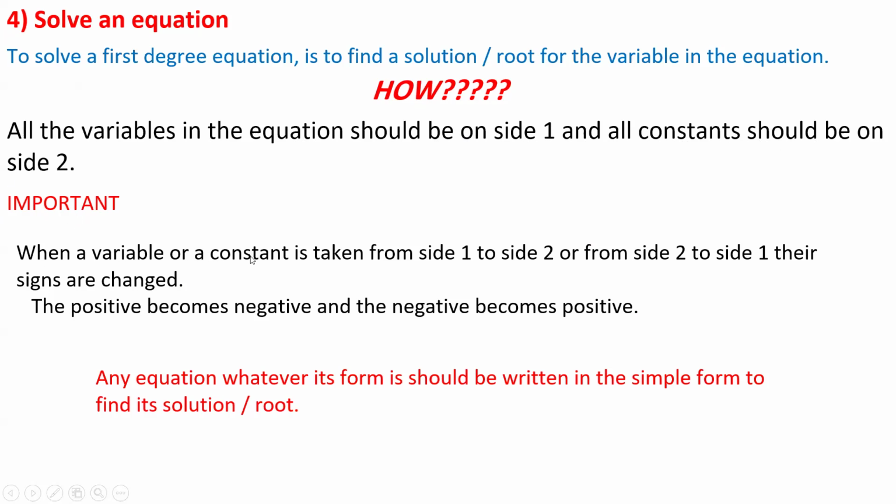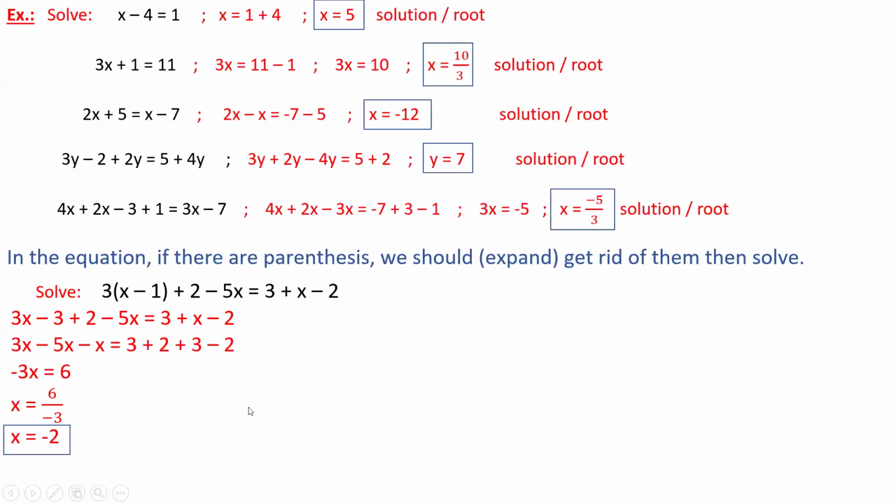When a variable or a constant is taken from side 1 to side 2 or from side 2 to side 1, their signs should be changed. The positive becomes negative and the negative becomes positive. An equation, whatever its form is, should be written in the simple form to find its solution or root. Let me solve with you some examples about finding a solution or root.